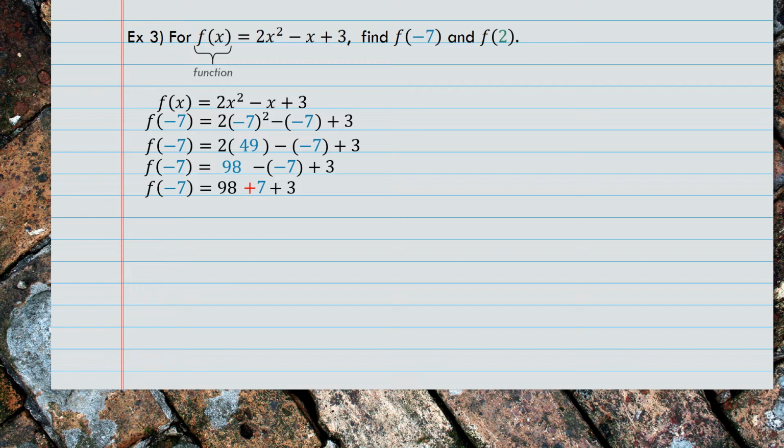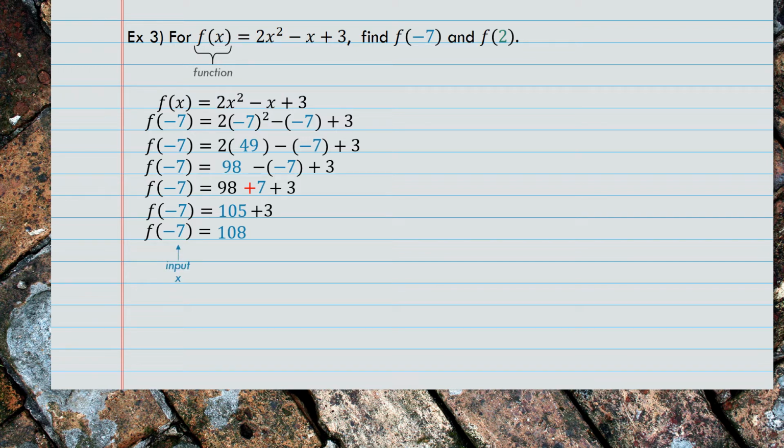Now we have no more multiplication or division, so we move on to subtraction and addition, but it must be in order from left to right. So 98 plus 7 gives us 105. We bring everything else down, and now we're on to the last step, which is to add 105 plus 3, and we can find that to be 108. So we have evaluated this function, but here are some things to look at.